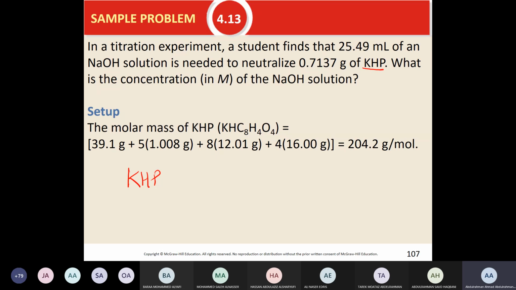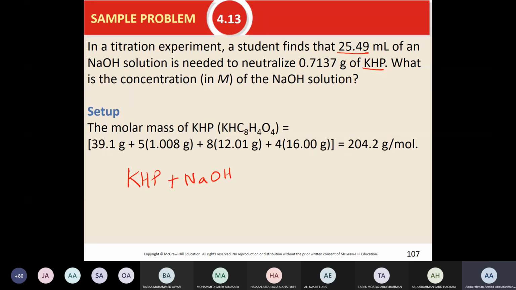KHP is the acid, okay? And NaOH is the base. In a titration experiment, a student finds that 25.49 milliliter of NaOH. So we have NaOH. All right?